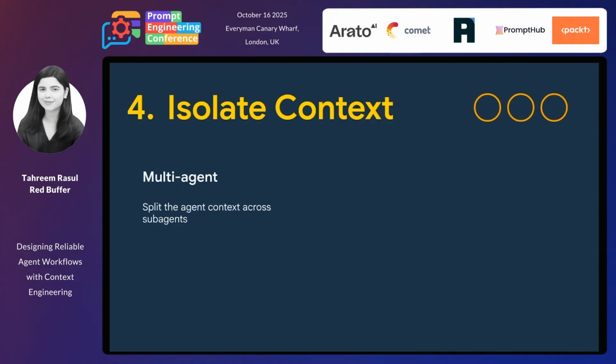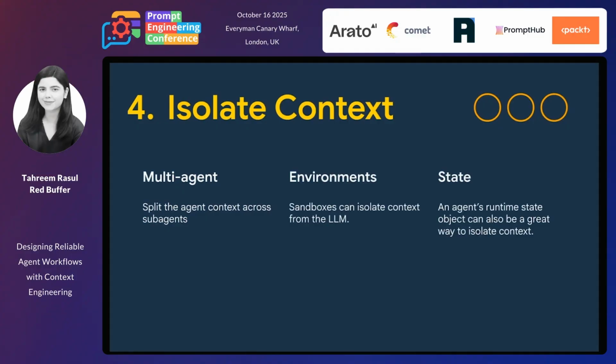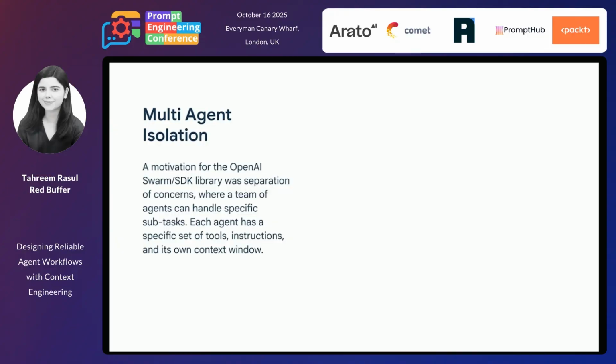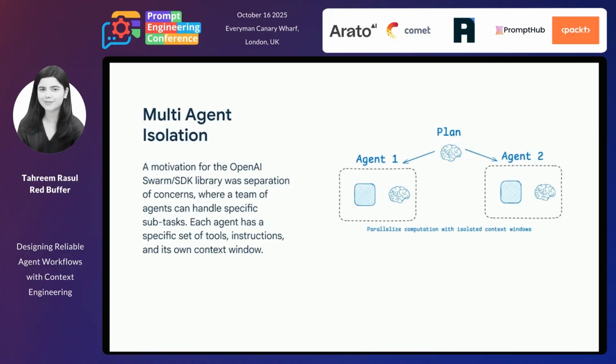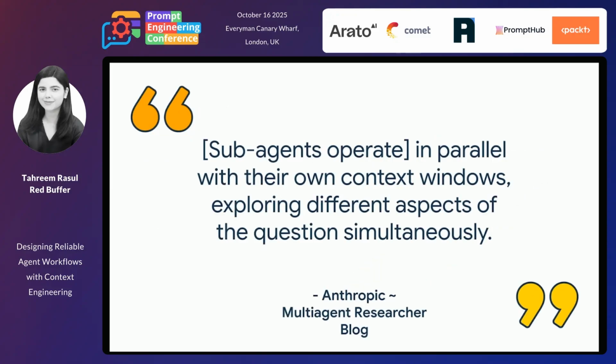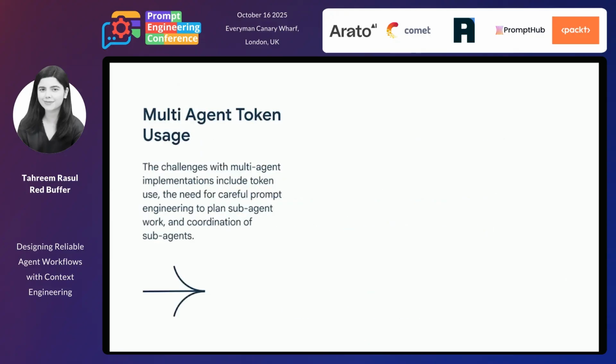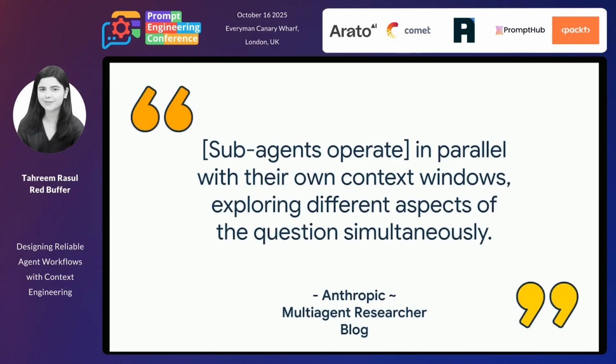Finally, we want to isolate the context. We can do this in 3 different ways. The first is by using multi-agent systems, right? So we want to split the context across sub-agents. We can have sandbox environments. And then the final one was maintaining a state. OpenAI's SDK library offers sub-agent implementation. Google's ADK also does that. So that's one of the ways that you can do this. Anthropic also uses sub-agents for isolation of context. And Hugging Face, by the way, also does it.